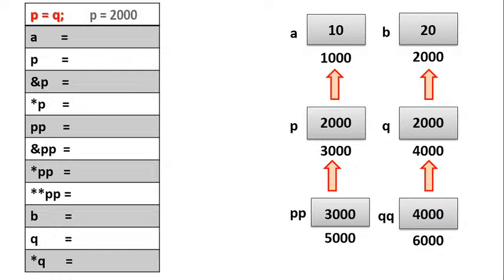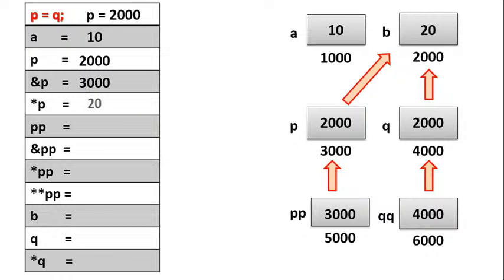So p is equal to 2000 because I've assigned the value of 2000 to it. A is 10, p is 2000, &p is 3000, star p is 10. Now star p is 20. How did you get it 10? Oh, that's wrong. pp is 3000, &pp is 5000, star pp will be 2000, star pp will be 20, b value is 20, q value is 2000, star q is 20.